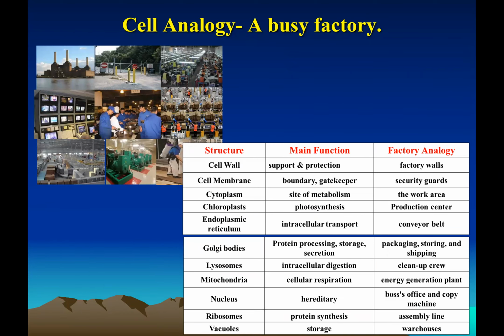It's easy if you have the analogy of a factory. If you think of the cell as a factory, for example, the cell wall can be the walls of the factory, protecting the factory. The security guard is the cell membrane. And then the site of where all the activity is happening is the cytoplasm. So this analogy might be useful. You can come back to this.